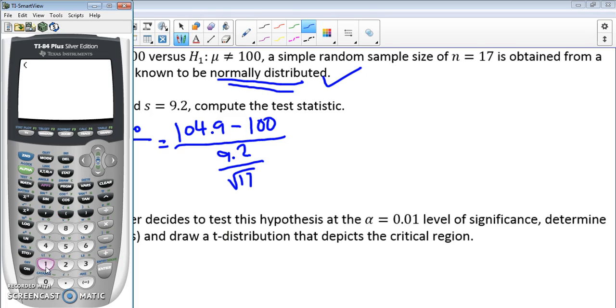So parentheses, 104.9 minus 100, divided by parentheses 9.2 divided by second x squared to get the square root, 17, close parenthesis, enter, and we get approximately 2.196.